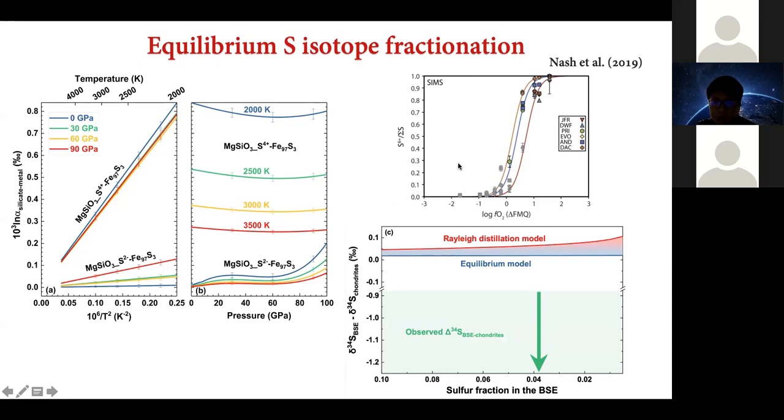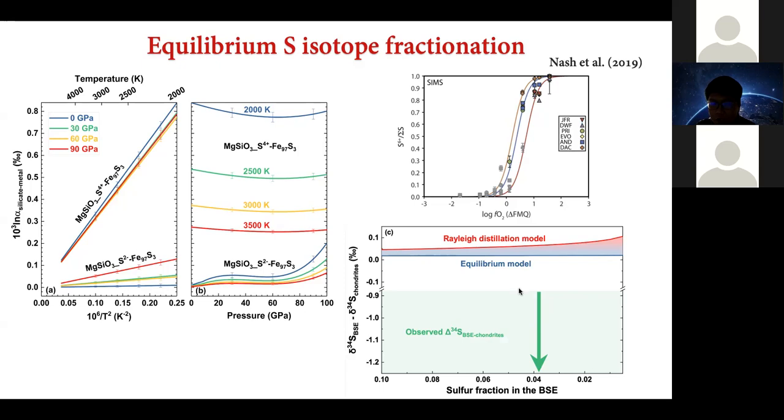Here, the X value is not in this figure. Here is FMQ minus 4. We can see that sulfur 2 minus should be the dominant species in the silicate melt, and our results show no measurable sulfur isotope fractionation between silicate and metal melt. This conclusion is independent of the pressure of core formation.